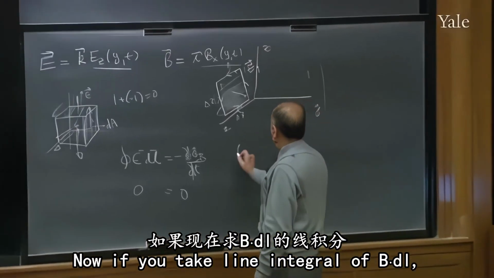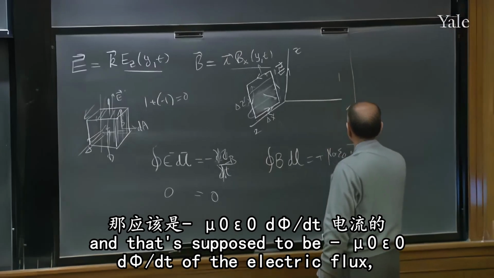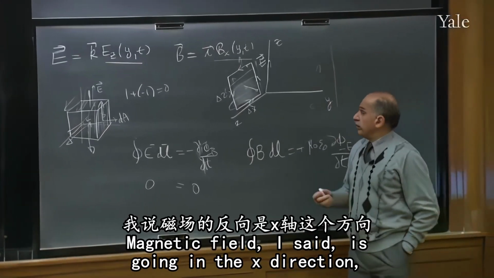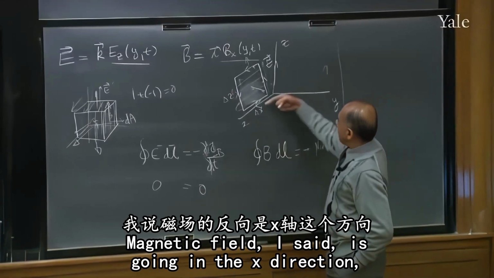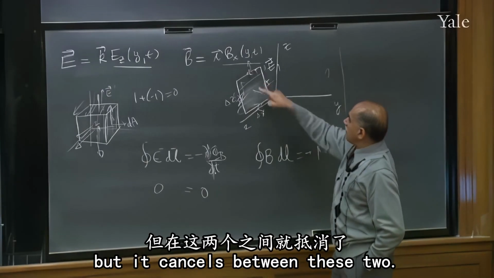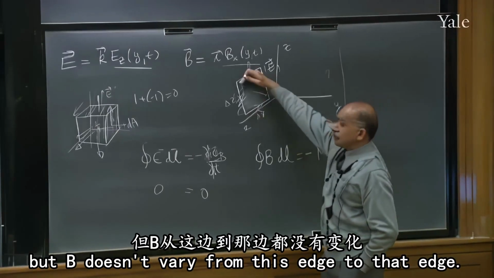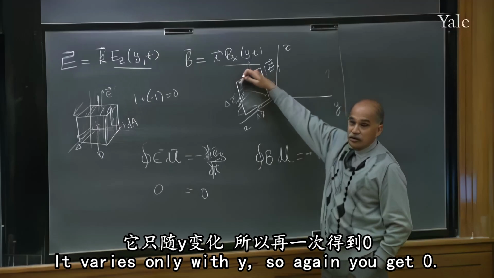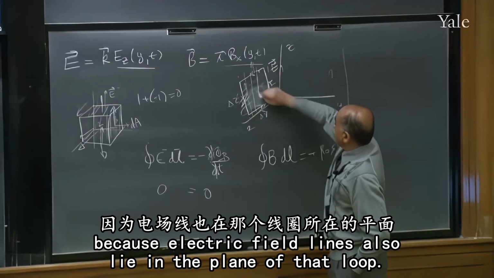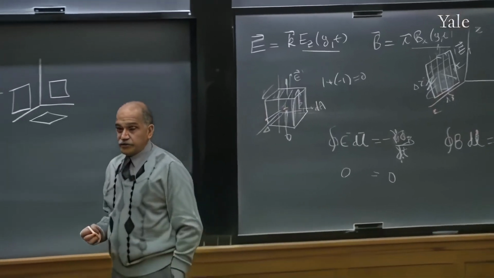Now, if you take the line integral of B dot dl, that's supposed to be plus mu 0 epsilon 0 d phi dt of the electric flux. Again, you should try to do the exercise with me. The magnetic field, I said, is going in the x direction. So it has nothing to do with those two edges because they are perpendicular to it, but it cancels between these two. It cancels because the edges are going in opposite directions, but B doesn't vary from this edge to that edge because it varies only with y. So again, you get 0. And there is no electric flux coming out of this surface because electric field lines also lie in the plane of that loop. They don't cross it. So those equations are also satisfied.